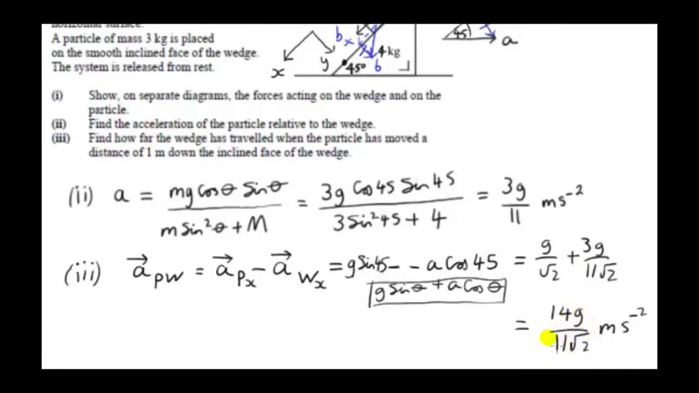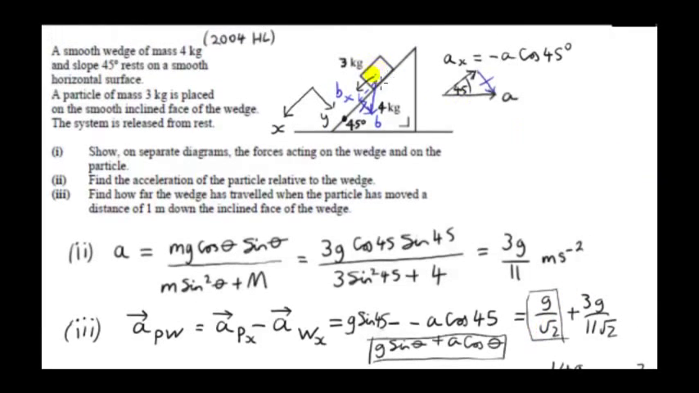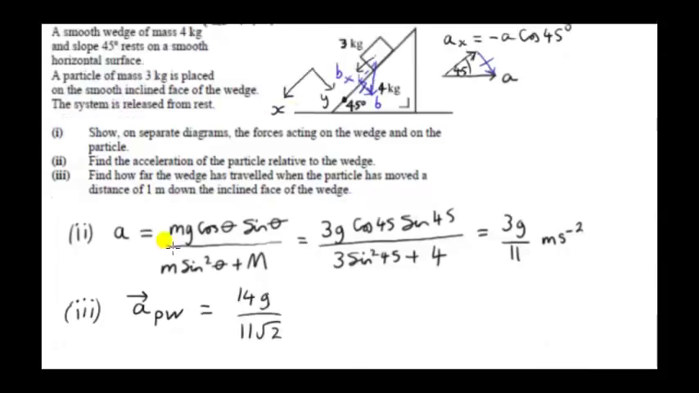And you can clearly see that this acceleration is obviously greater than the actual x component of the particle's acceleration. That is the particle's acceleration relative to our fixed x-axis. In part 3, we want to find how far the wedge has travelled when the particle has moved a distance of 1 meter down the inclined face of the wedge.